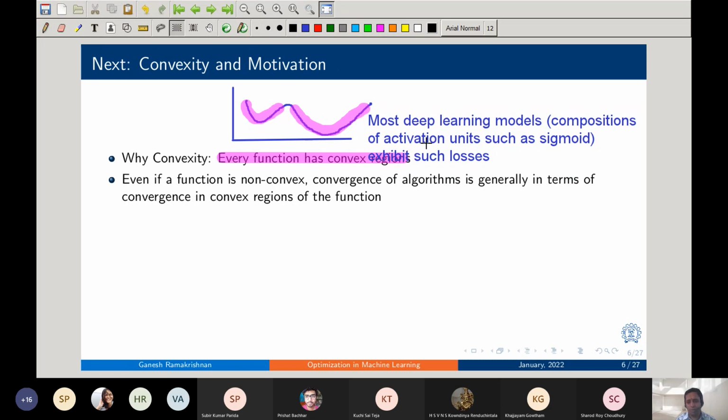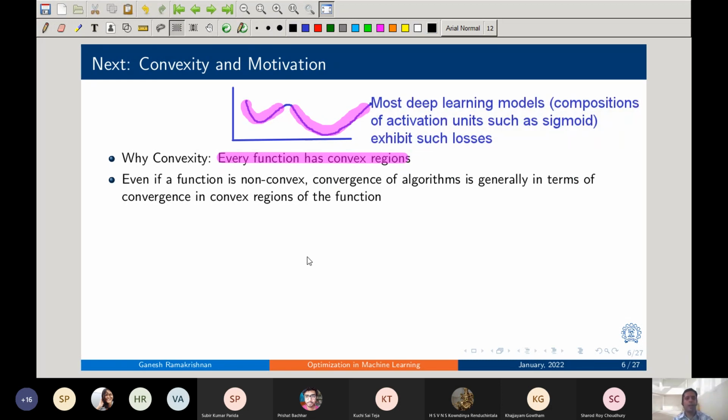Or for that practical matter, most will exhibit such losses. So therefore, when we look at the convergence of algorithms, let's say an algorithm starts here or here, when we study its convergence, we are really looking at its convergence to some local minimum in the convex region. So we are talking about convergence in convex regions of the function, and that's the reason we get interested.